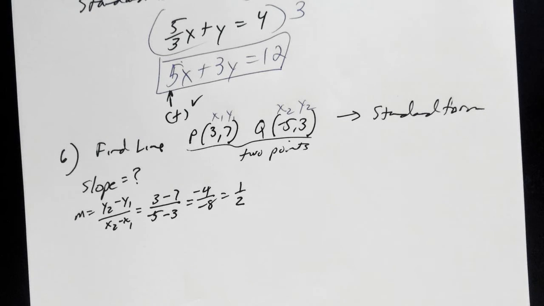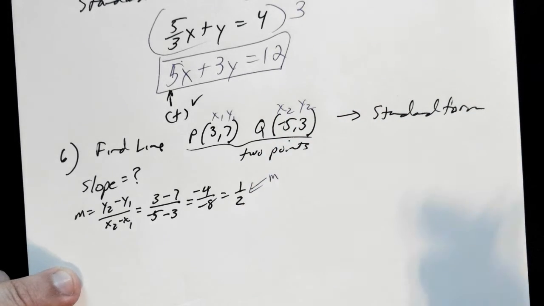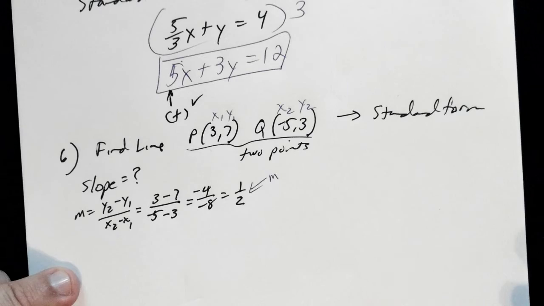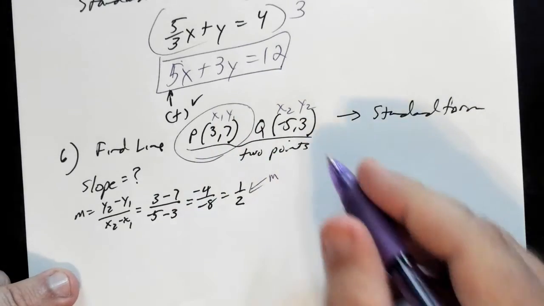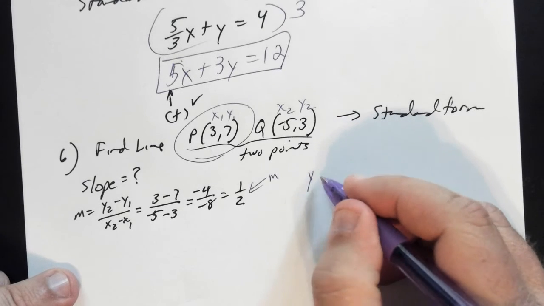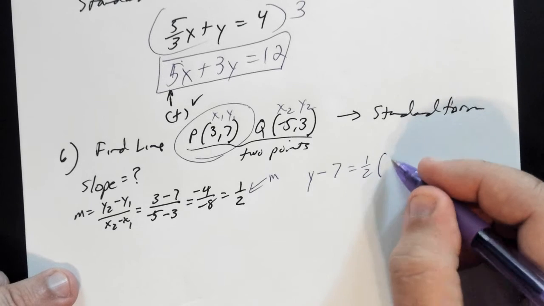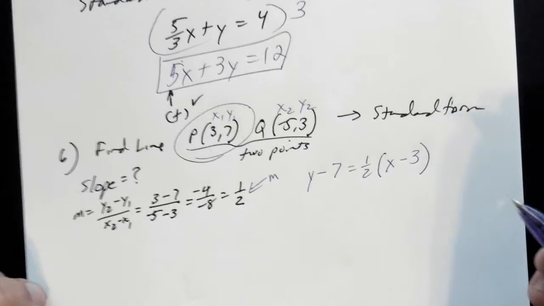So we've now found our slope, and we're going to use this as my m, my slope, and we're going to pick a point. It doesn't matter what point you pick. The nice thing is you can pick point P, you can pick point Q. Pick the easy one. So let's just say we're going to pick point P. We're going to get y minus 7 is equal to 1/2 times x minus 3.